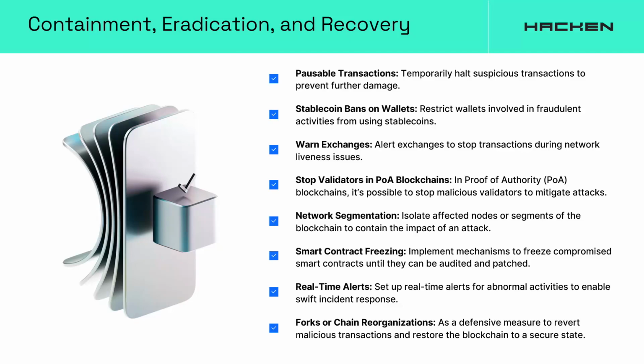The things that we can do, this is for smart contracts, actually. Pausable transactions, again, is a functionality in smart contracts we can have. Stablecoins like USDT and USDC have bans or a blacklist of wallets. So if we already know the addresses of the wallets that contain the stolen funds, we can try to freeze them if they are holding stablecoins.